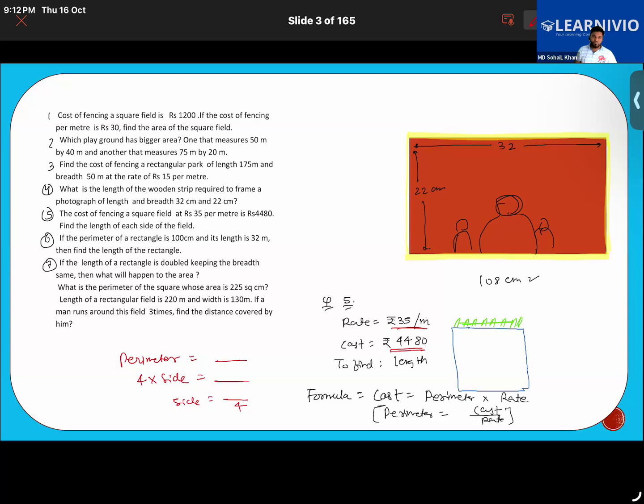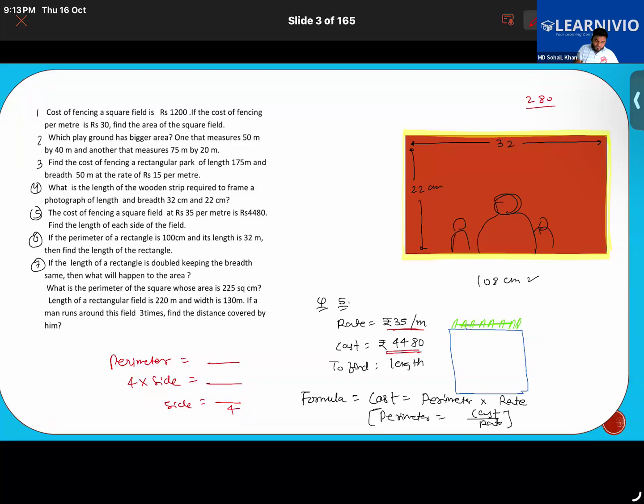Maybe 7. We can use 7. 35 multiplied by 7 equals 45. No, it is not close to 280. So the number you're getting there is 280, right? 35 sevens are how much? 35 sevens are 245. Okay. Try 35 eights, 35 multiplied by 8.